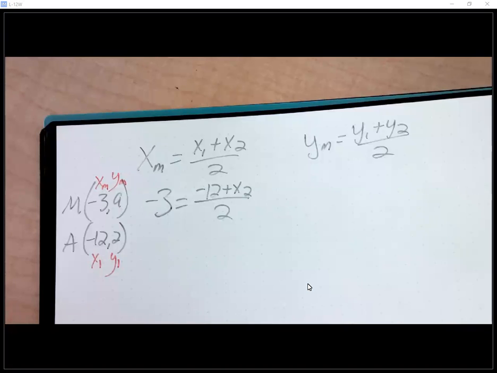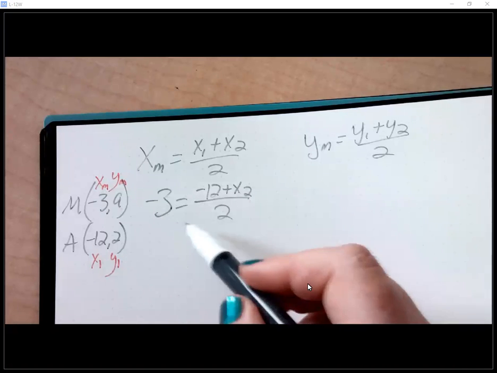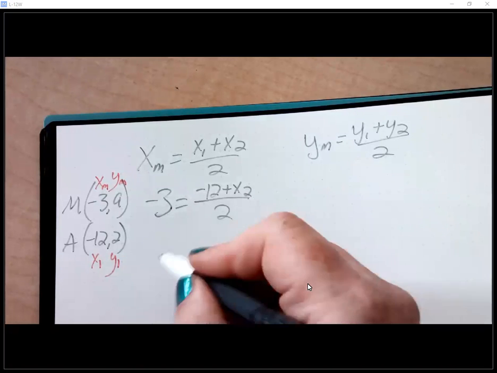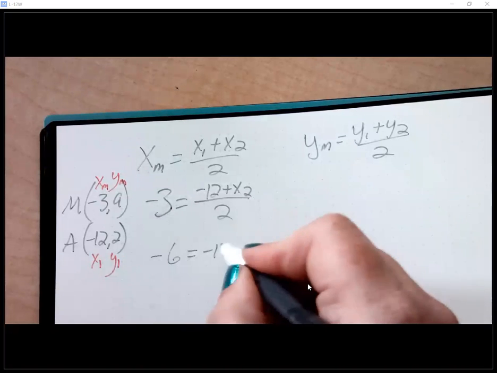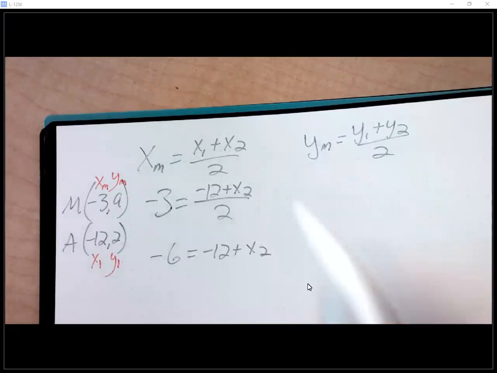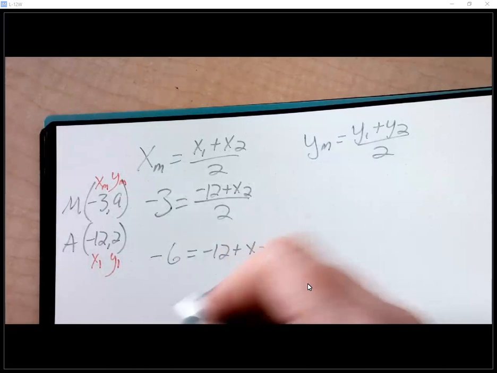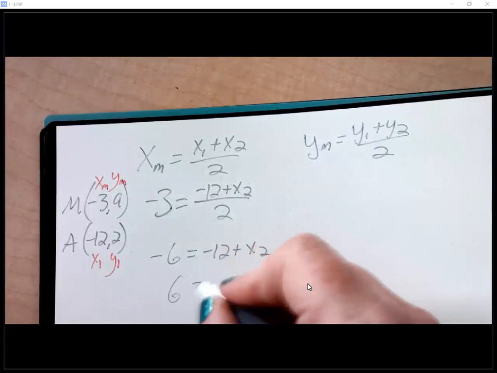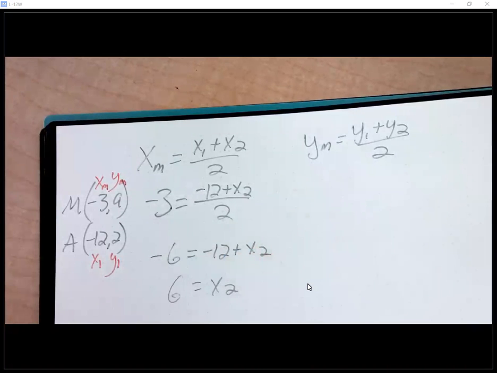Anybody have X2? Jake? 6. I agree. Did you get 6? So all I would do here, if I were you, I would multiply both sides by 2. So I'd get -6 equals -12 plus X2. And then just add that 12 over to the other side. And yep, I get 6. And now go ahead and do the same thing, solve for Y.